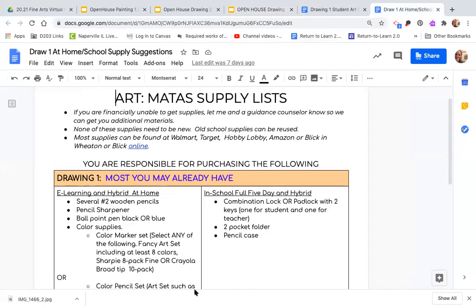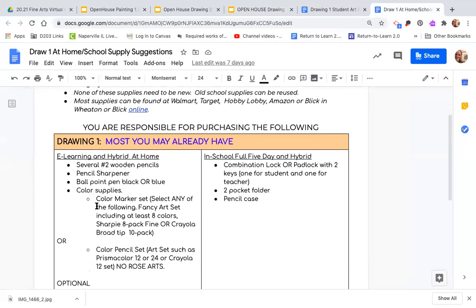So there are supplies that students will need to get themselves. And so these are all things that you can find at Walmart, Target, any sort of big box store. So they need to have some pencils, pencil sharpener, ballpoint pen, some sort of color supply. So you could get either a cheap marker set like Crayola or Sharpie, or they could get a cheap colored pencil set.